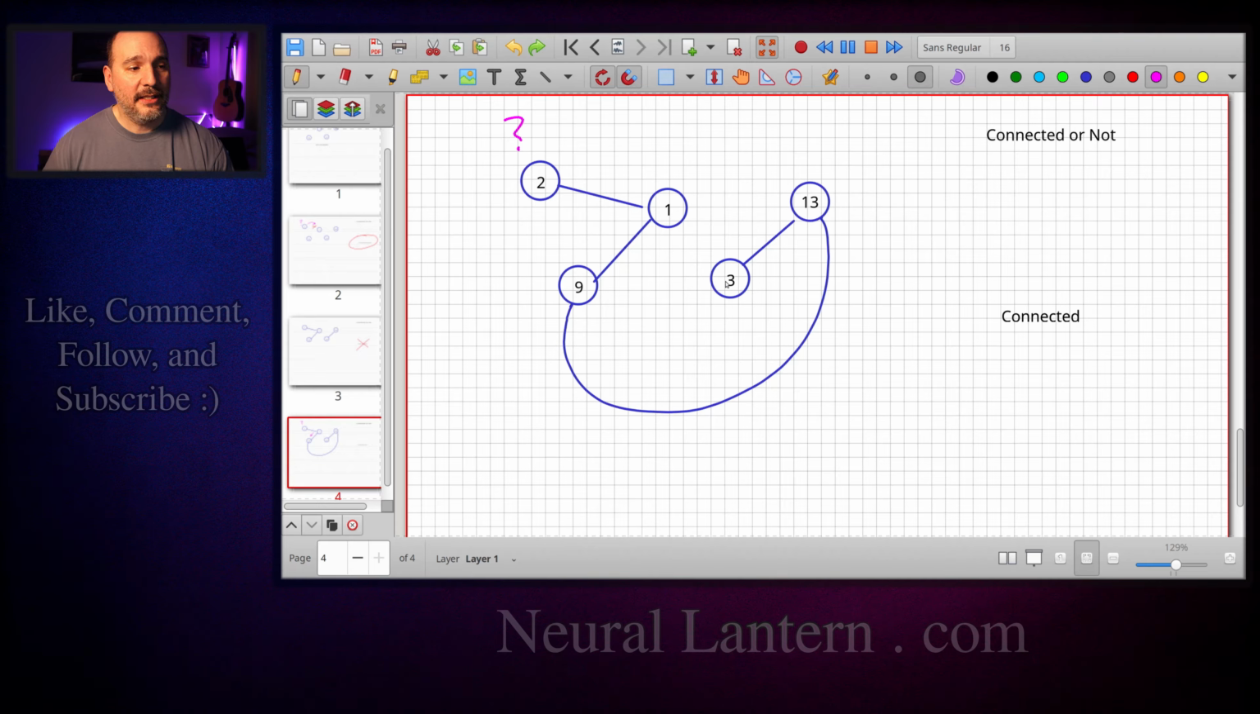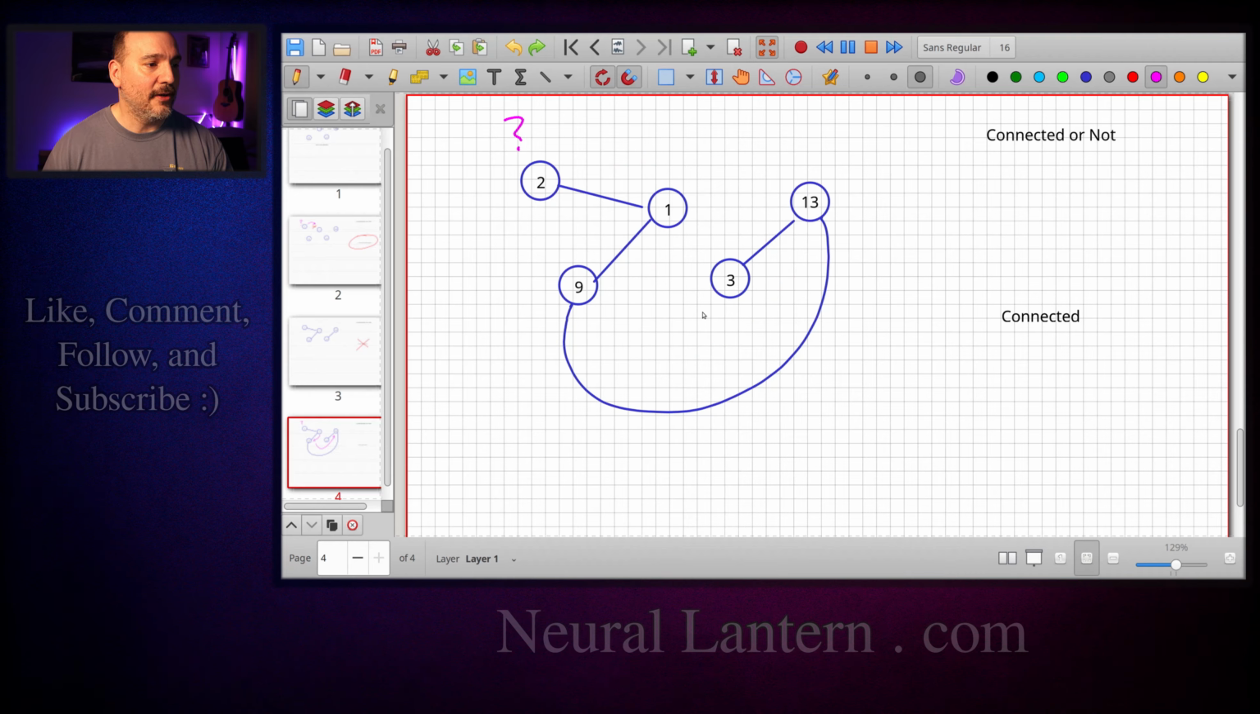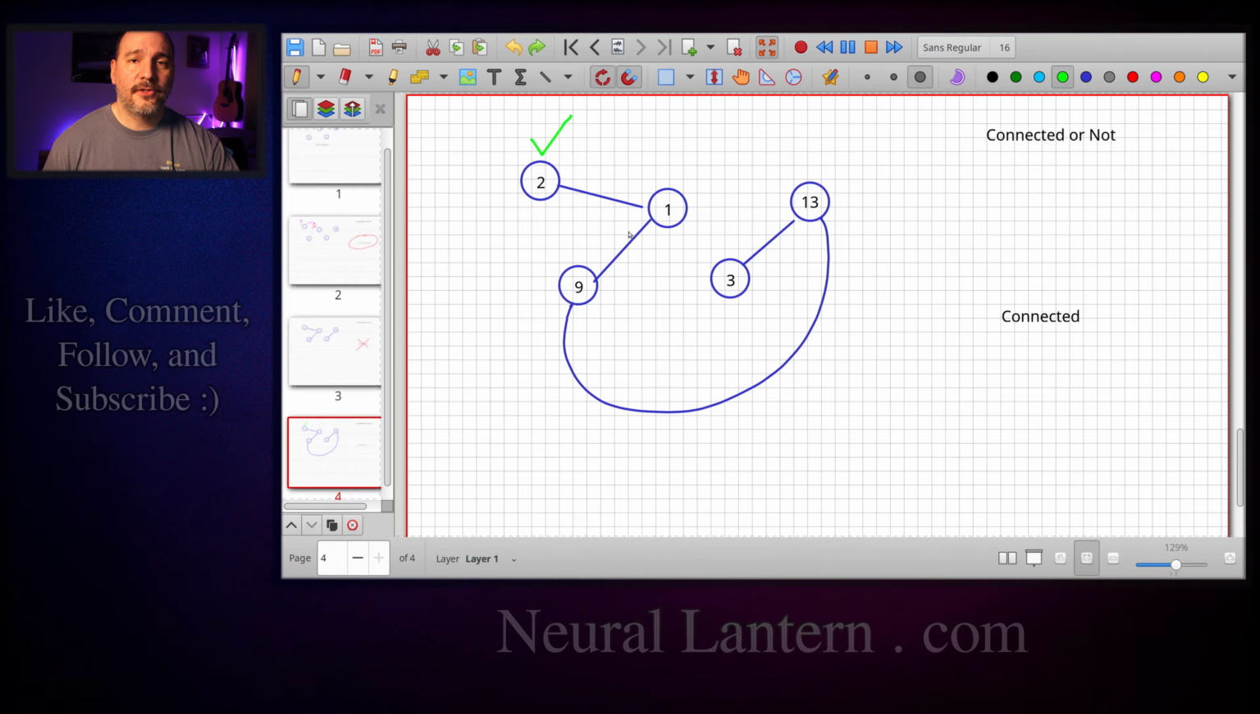Can it reach 3? Yeah, it can go from 2 to 1 to 9 to 13 to 3, and then it can reach 3. And because we just saw that it went through 13 to reach 3, that means 2 can reach every single other node. This is going to be more important as a double check when we have directed graphs in a second. So 2 is good. So the next thing you want to do is just move on to some other node and do the exact same process.